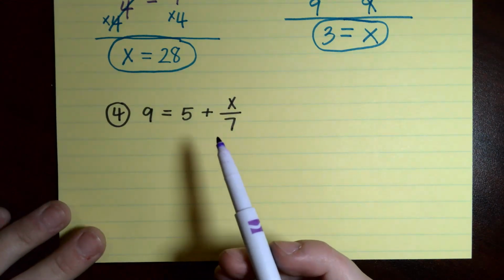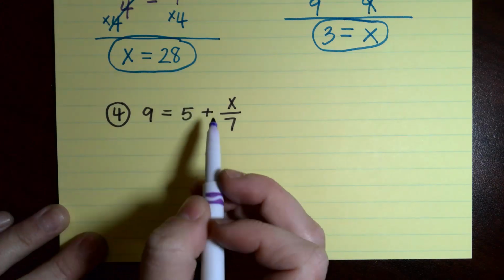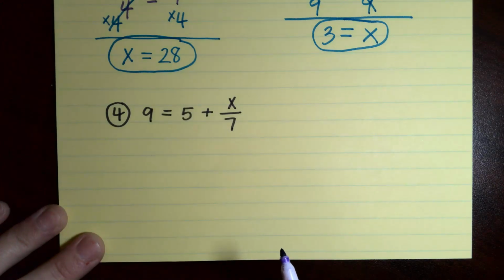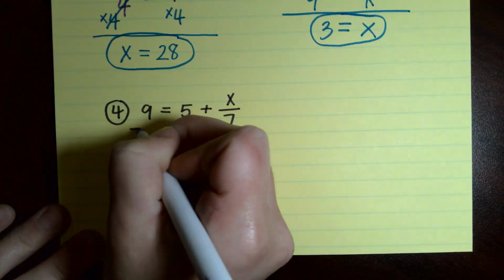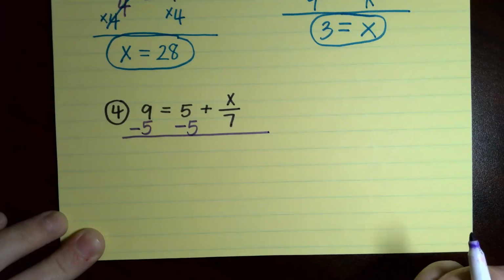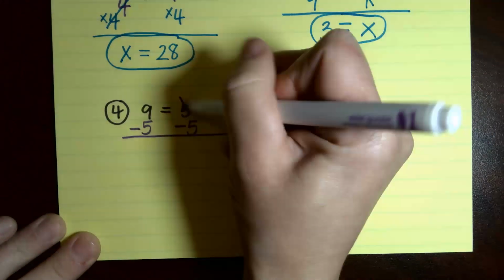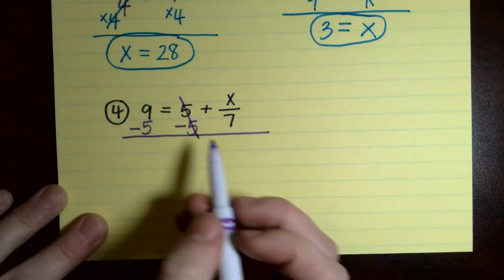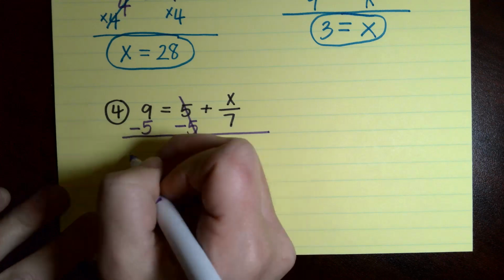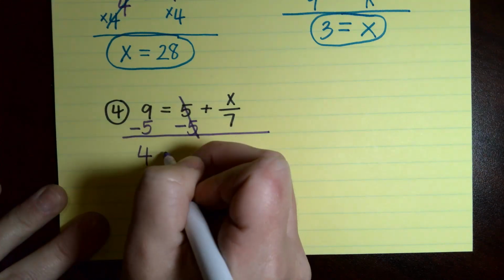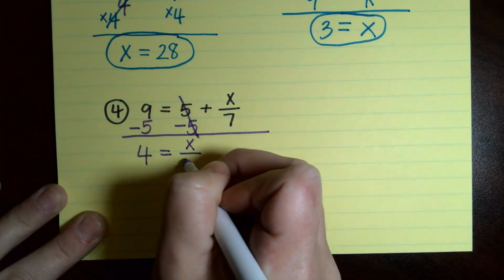Yeah, you're right. We have a plus 5 here. We want to get rid of that first. So what can we do to get rid of that? Subtract. We're going to do the opposite. So we're going to do minus 5 to both sides of the equation. All right, what happens with my 5s? They cancel out. Those 5s are gone. Now let's do 9 minus 5, which is 4. Now I still have an equal sign, and then I still have x divided by 7.